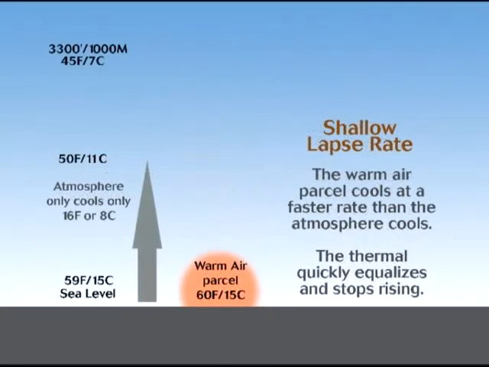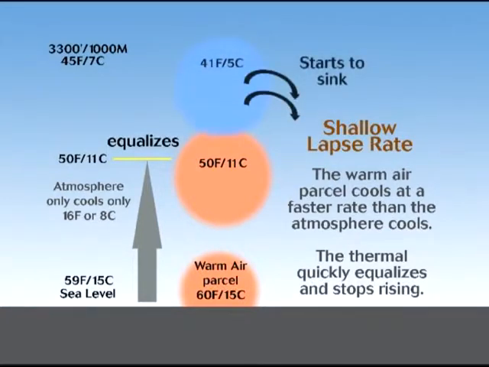These charts show how the lapse rate is related to how thermals can rise through the convective boundary layer. The first chart shows an atmospheric temperature change of only 16 degrees, or 8 degrees centigrade, from the ground to the top of the chart. The warm air parcel rising quickly gets colder than the surrounding air and stops rising, eventually falling back towards the surface.